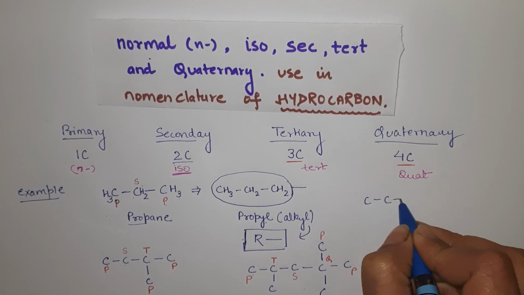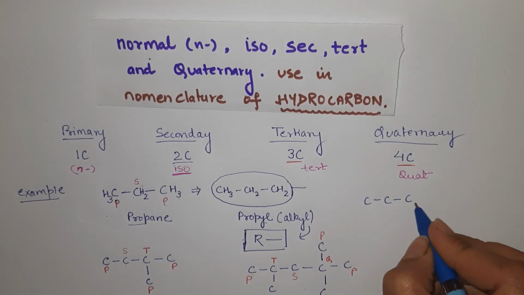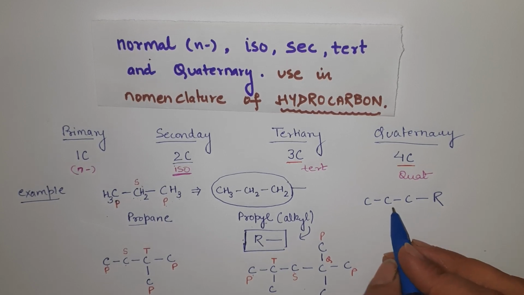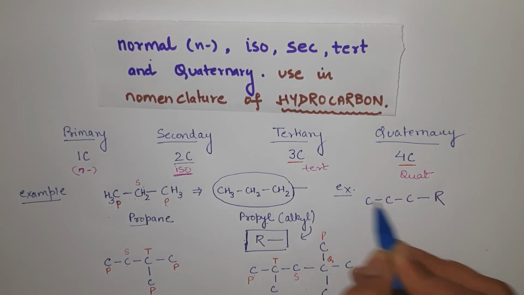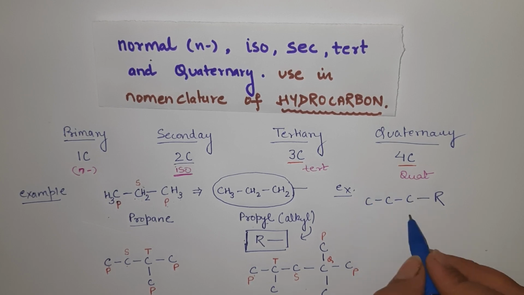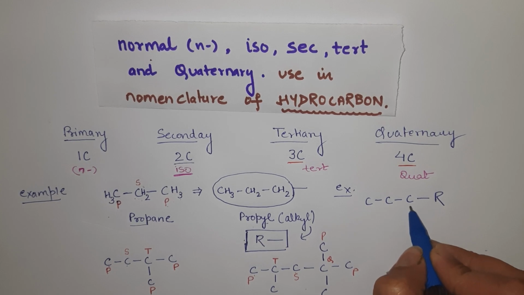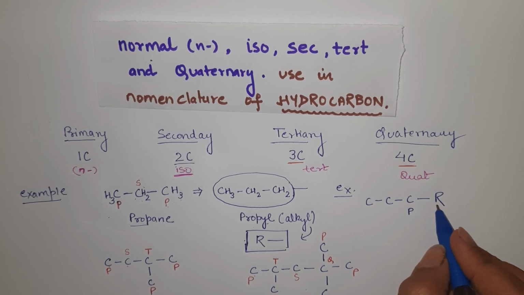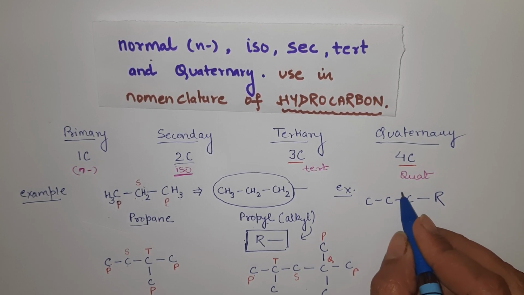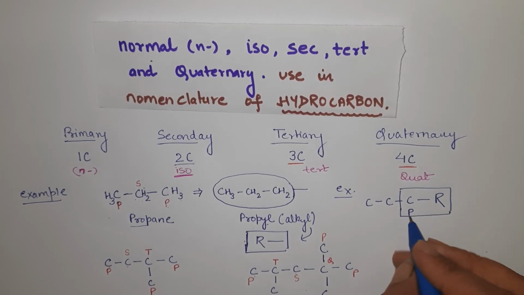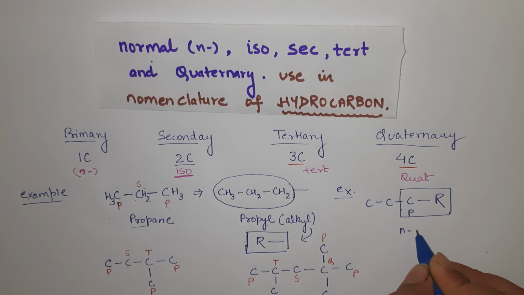Like a chain attached to the alkyl group. It's another example. An alkyl group attached to a chain. So here you can see that this carbon is primary carbon. So if any alkyl group is attached to the primary carbon, so the name will be N-propyl.